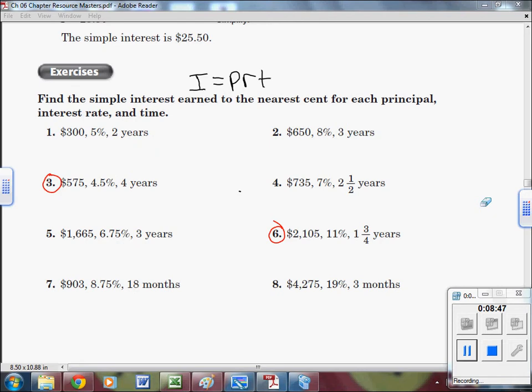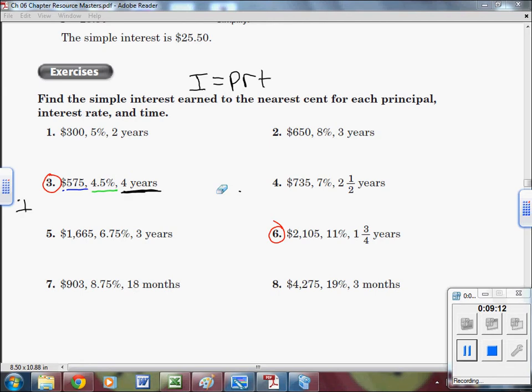All right, it says find the simple interest earned to the nearest cent for each principal, interest rate, and time. So remember, those are the 3 things: principal, rate, and time, and that's what each of these questions is going to give us. In all these questions, they're just asking how much interest did we earn. So $575, that's our principal. This is at 4.5% is our rate, and 4 years is our T, our time.